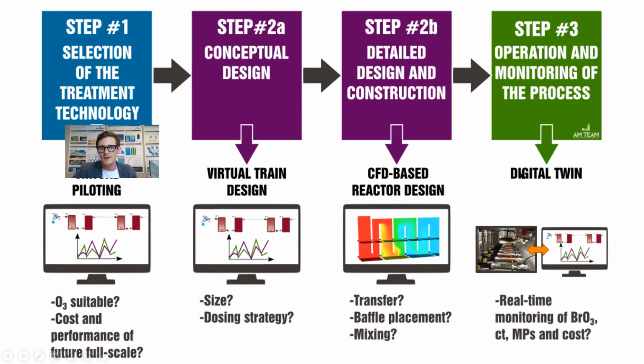virtually as a digital twin. So this means you have a computer next to your plant. Actually, it is fed with the same sensors of your plant, but the model predicts and gives you in real time your bromates, your CT, your cost, or the removal of whatever amount of micropollutants. So this is the digital twin application. And you can see that they nicely connect. Once you have a model in the first stage, you can actually use it throughout the whole cycle.